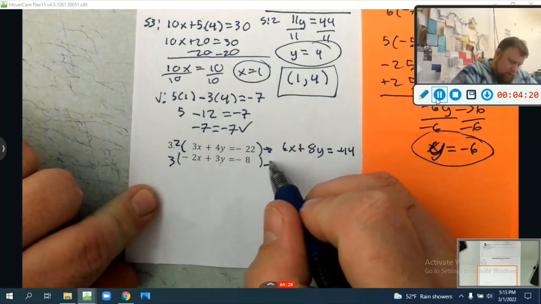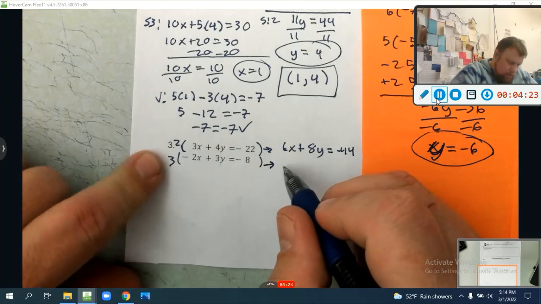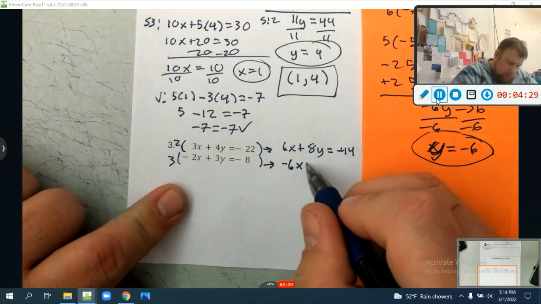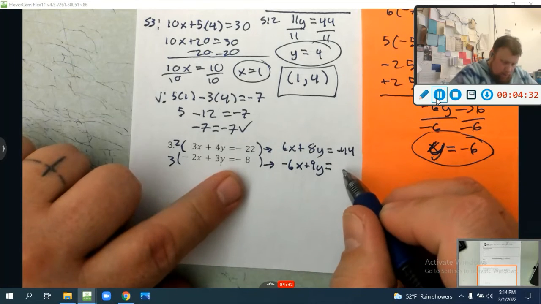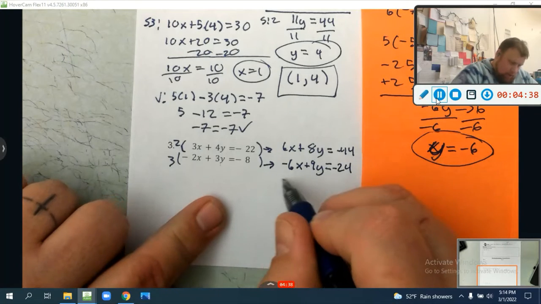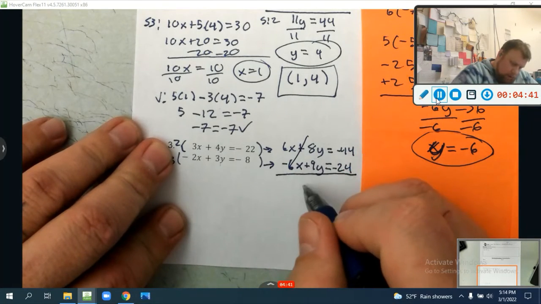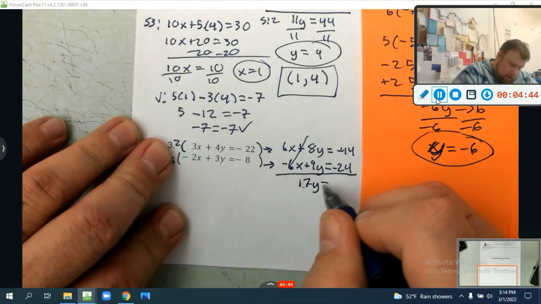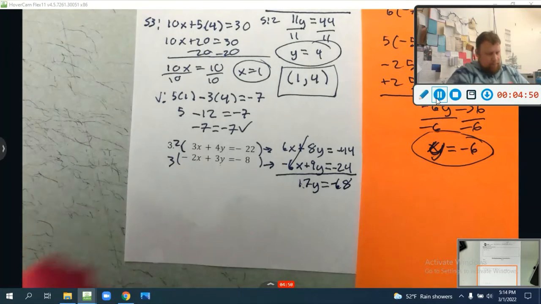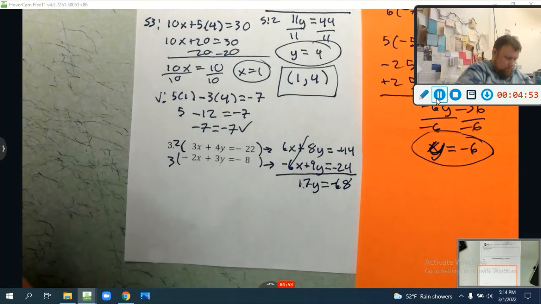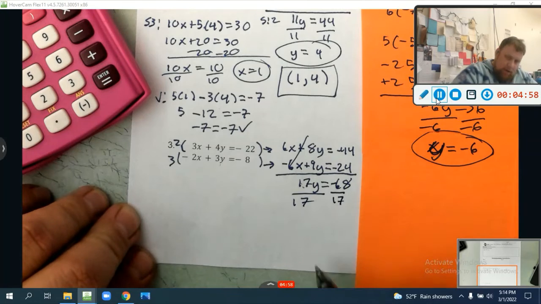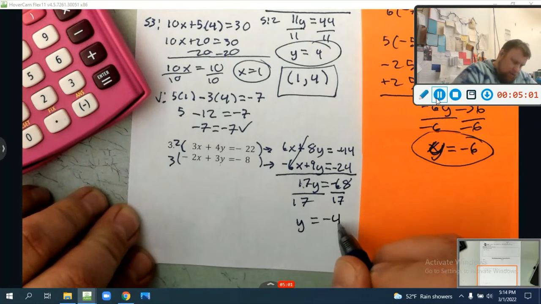Okay, and for our bottom equation, negative 2 times, or negative 6x, 3 times 3y is plus 9y, equals 3 times negative 8 is negative 24. We're just going to add these straight down again. X's go away. I'm left with 17y equals negative 68. And when I divide both sides by 17, believe it or not, that ends up being y equals negative 4.